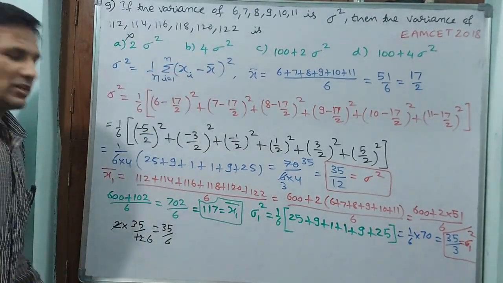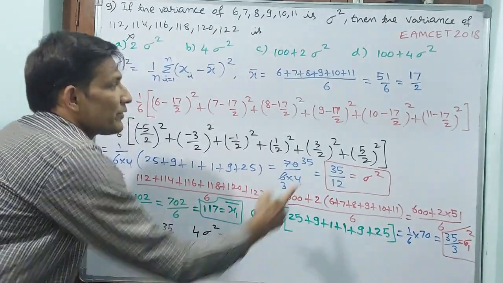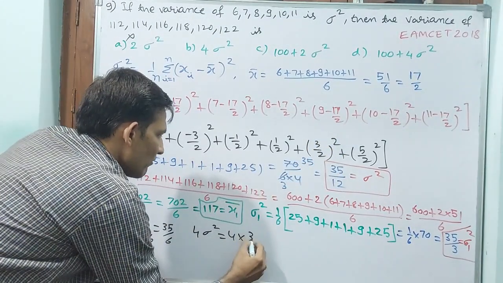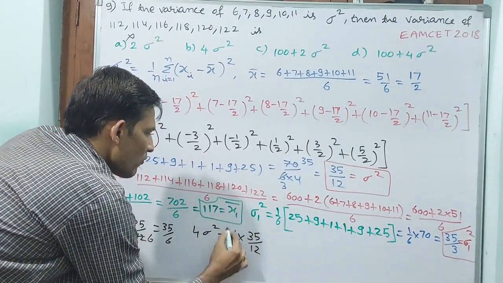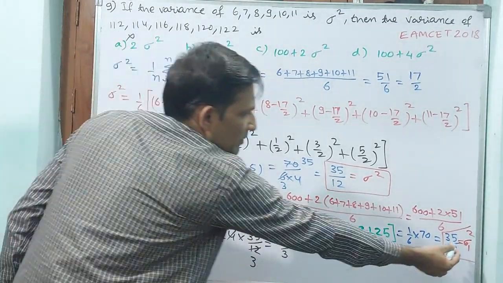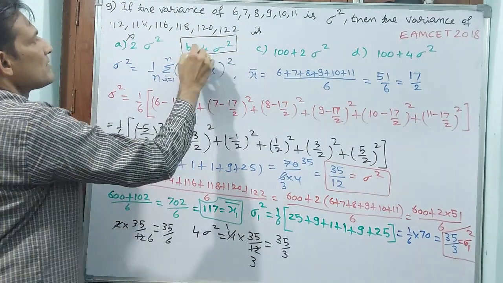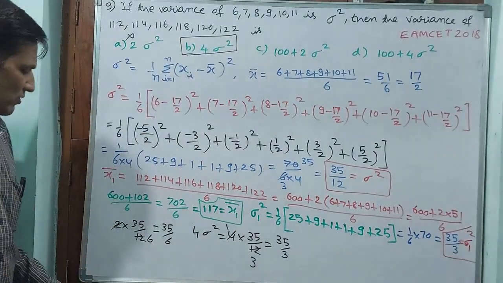Now go for 4 sigma square. 4 sigma square is equal to 4 into 35 by 12. Okay, 4 1s, 4 3s. That is equal to 35 by 3. 35 by 3 is your answer. That means your answer is this one, 4 sigma square.